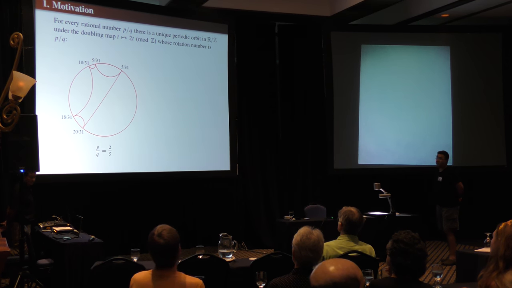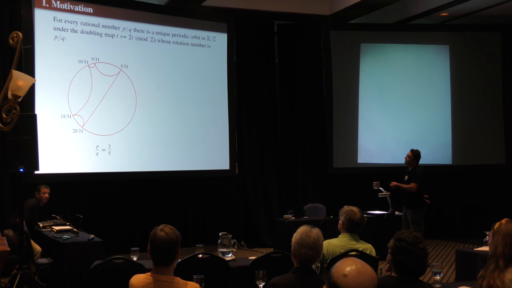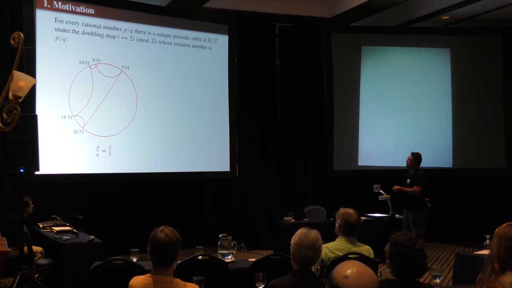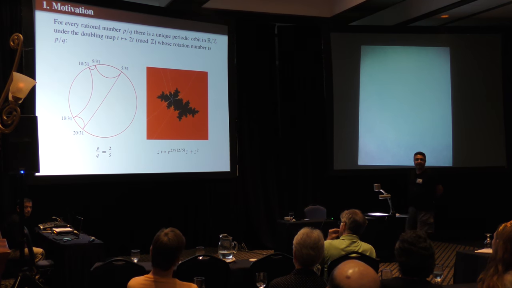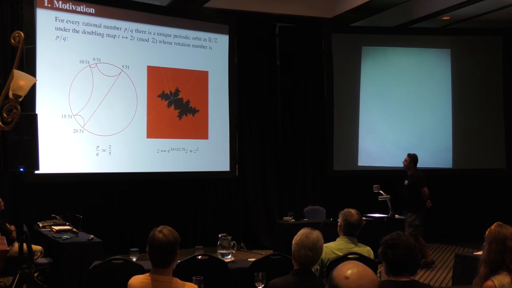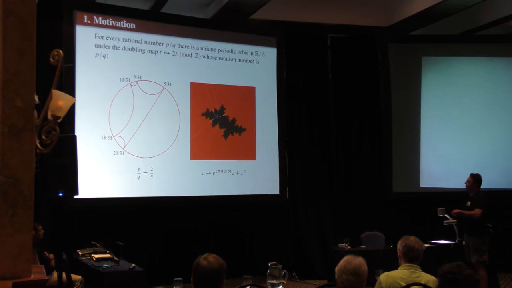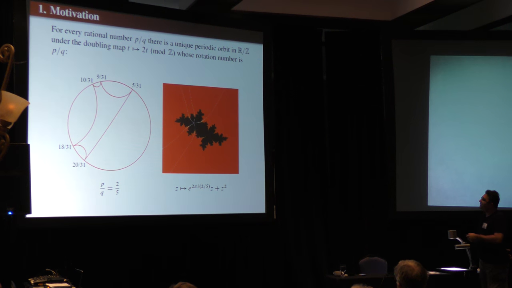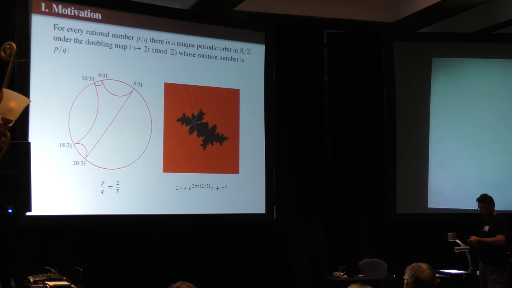This is an example where p over q is 2/5, and that is the unique cycle: 5 goes to 10, 10 goes to 20, goes to 9, goes to 18, goes back to 5. And of course, we know that this 5 cycle is related to the dynamical rays that land at the parabolic fixed point for the quadratic polynomial, which has the corresponding multiplier. So the angles of these 5 rays correspond to these angles.